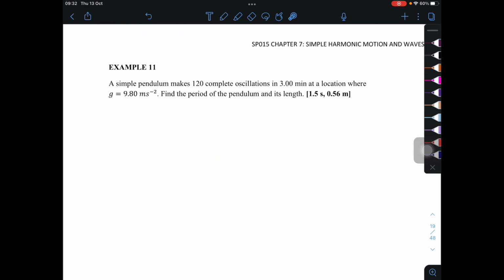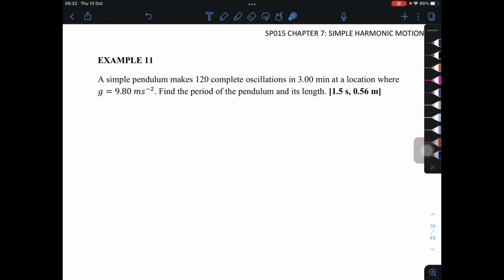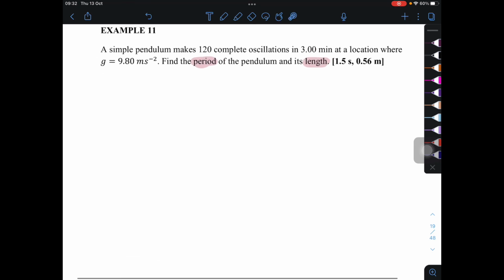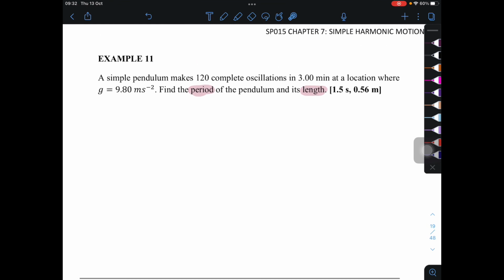Next, let's look at example 11. A pendulum makes 120 complete oscillations in 3 minutes at a location where g is equal to 9.8 meter per second squared. Find the period of the pendulum and its length. So we want to find two things, the value for T and the value for the length. We are given the information here: 120 complete oscillations in 3 minutes.